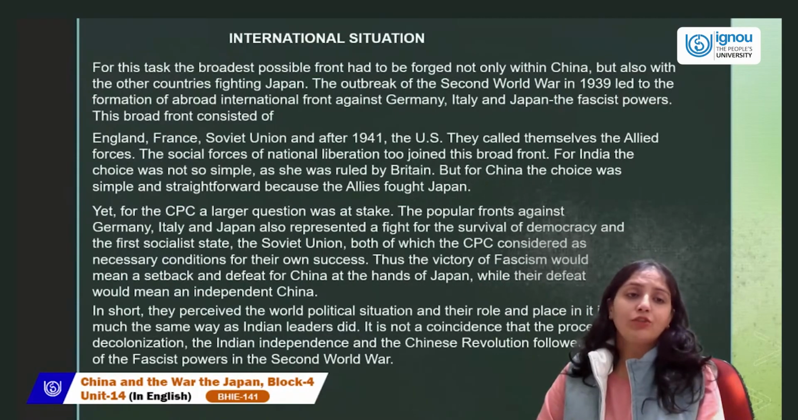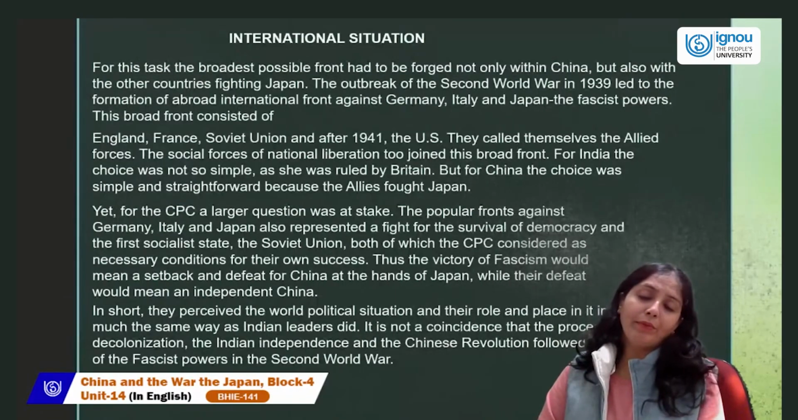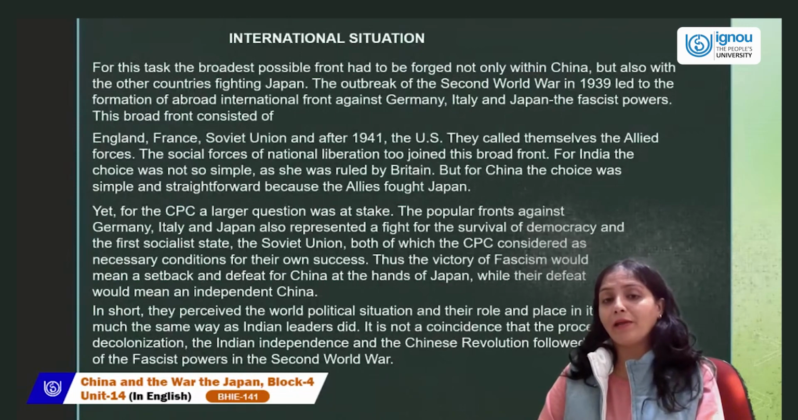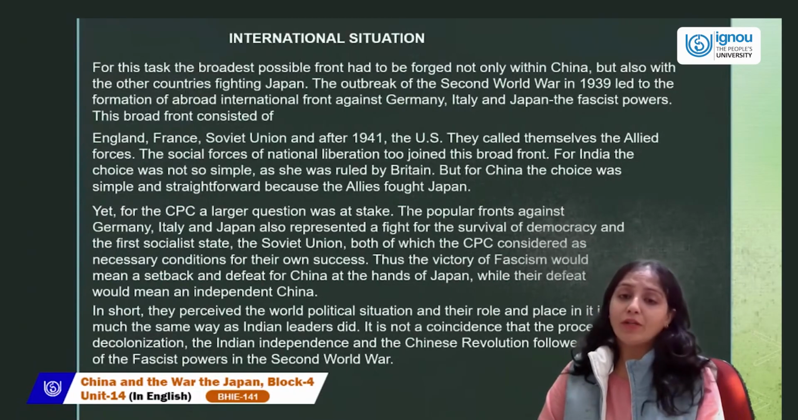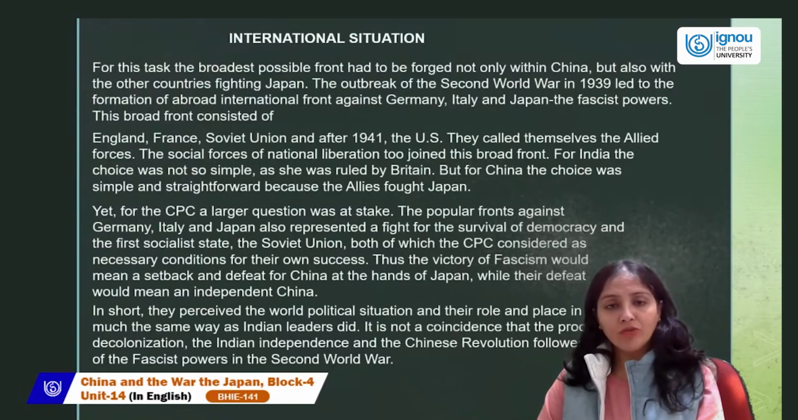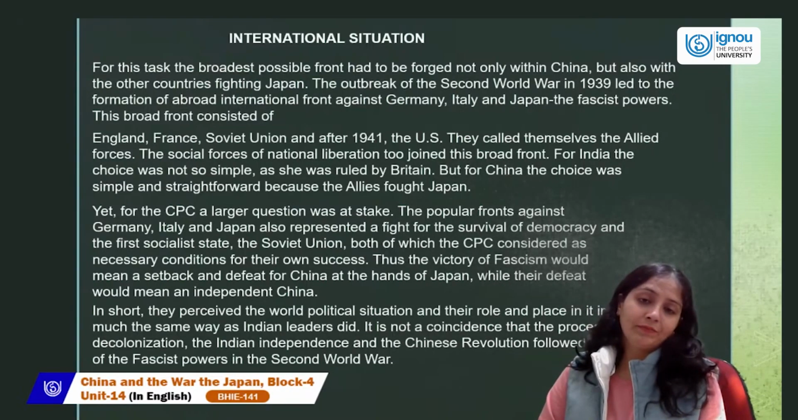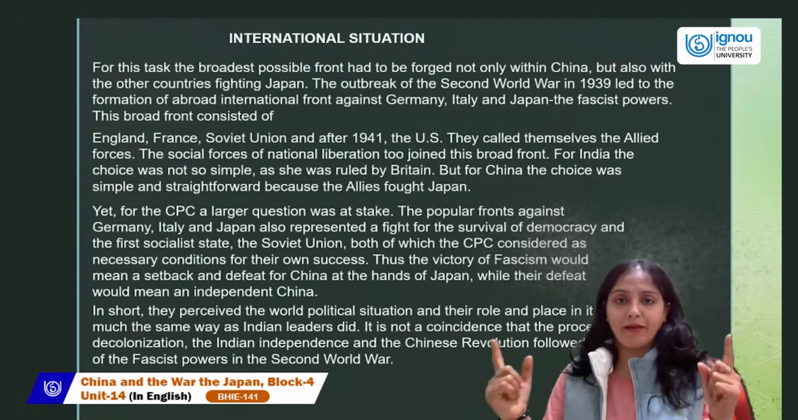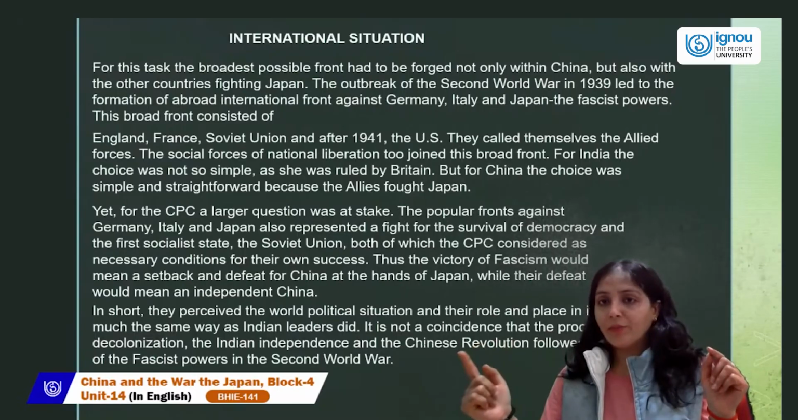For India, the choice was not so simple as she was ruled by Britain. India was ruled at that time by Britain because the British were ruling in India. But for China, the choice was simple and straightforward because the Allies fought Japan. The Allied forces and Japan were rivals, just like Japan, Germany, and Italy.